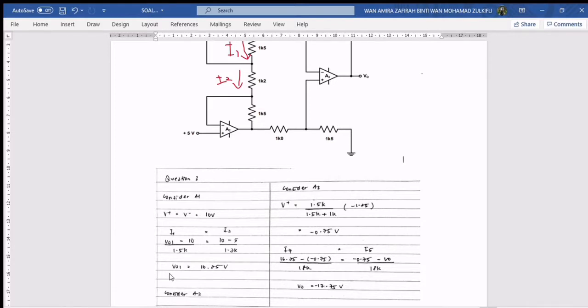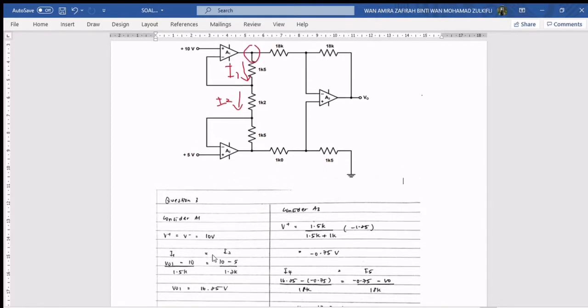So we calculate the equation and we get the value for V out 1, which is 16.25 volt. Okay, next, let's consider A2. In A2, the value for V plus is 5 volt, so automatically the value for V minus is also 5 volt. By applying current in and current out, we can find the value for V output 2.